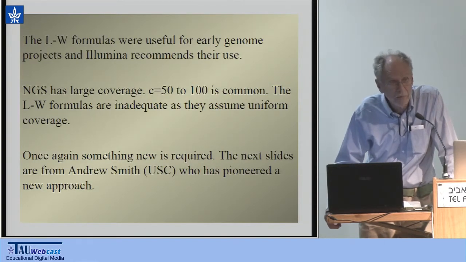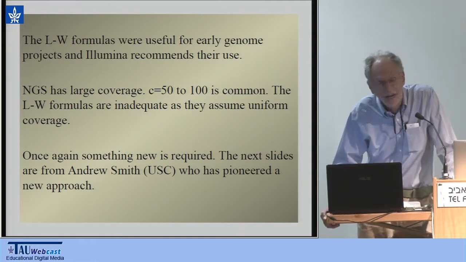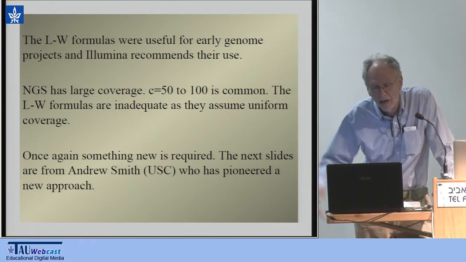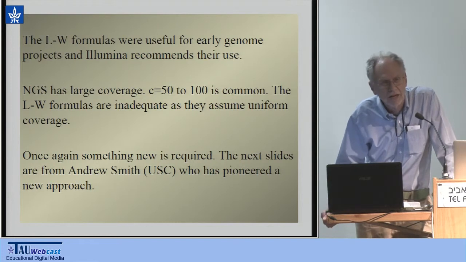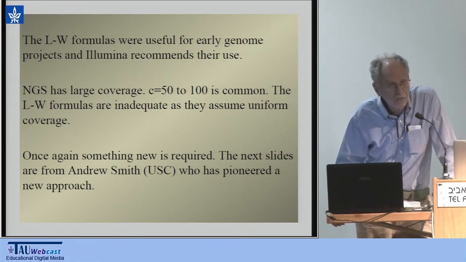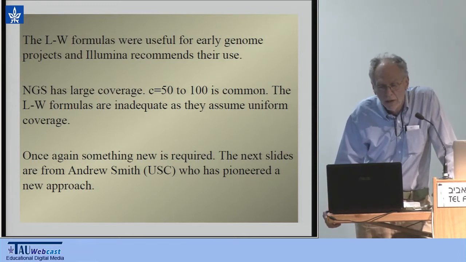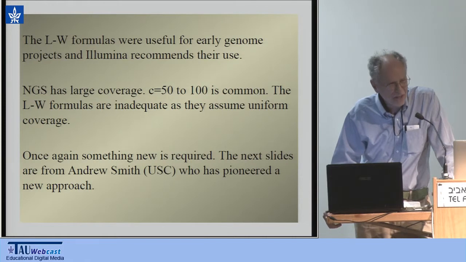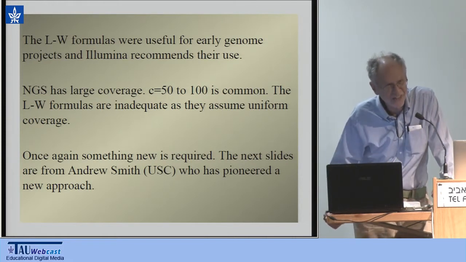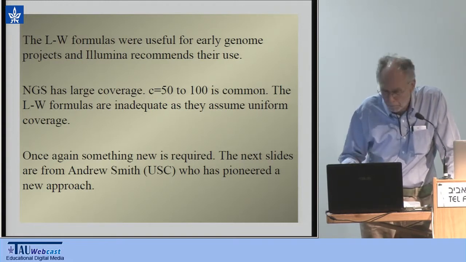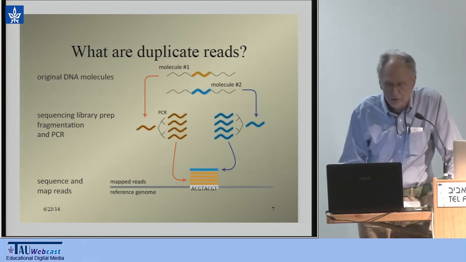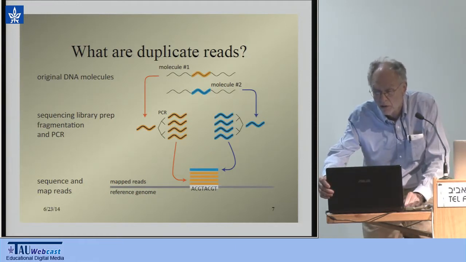They were really useful then, but I don't think these formulas are very useful now. Illumina, at least until recently, recommended Eric's and my formulas, but in fact, they're really not so great. And what's going on is huge coverage. An average depth of 50 and even 100 is possible, and the libraries are seldom uniform. You don't have Hamilton Smith making very carefully a library with uniform representation. So you've got to have something else. And Andrew Smith, amazingly, at my place, pioneered quite a different approach. So here's the picture of what's going on.